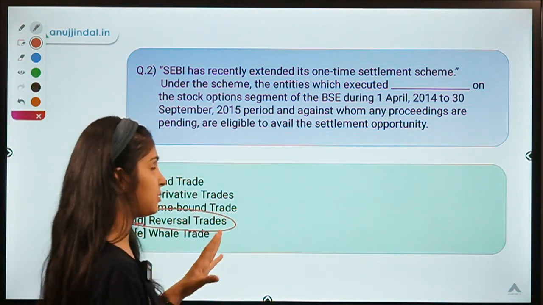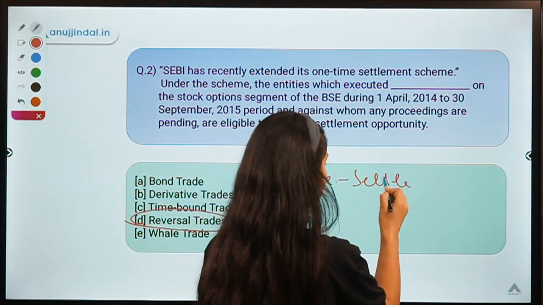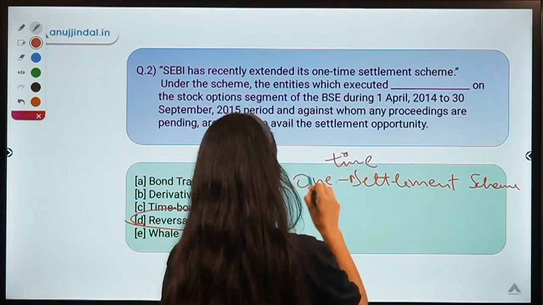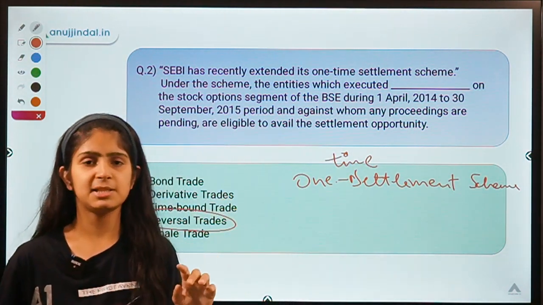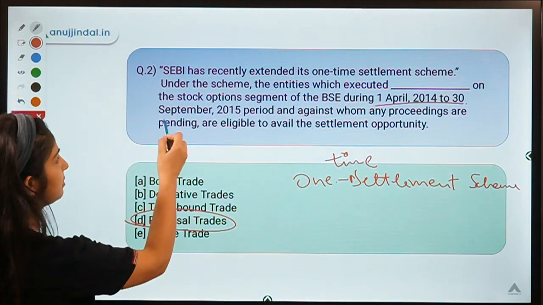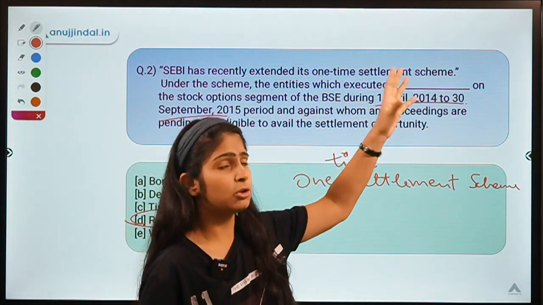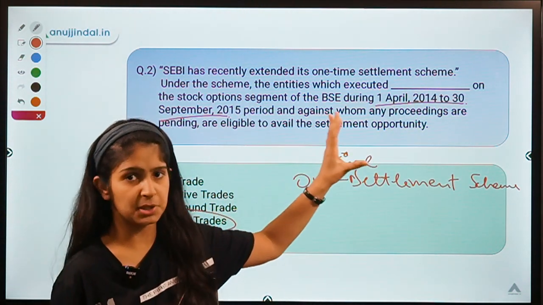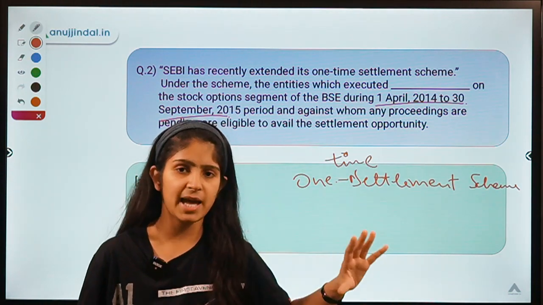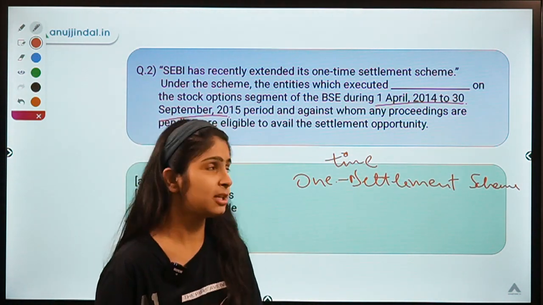Now let's talk about it. SEBI has recently extended a scheme which it came up with in July, known as the one time settlement scheme. What is there in this scheme? SEBI is simply saying that between 1st April 2014 and 30 September 2015, those entities who executed reversal trades in this period were charged with some cases, and now we are providing you an option that you can get out of these cases by providing us one-time compensation, and then we'll let you off the hook and the cases against you will be closed, right? So this is the scheme.